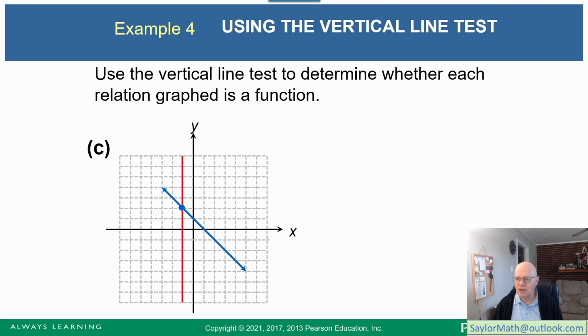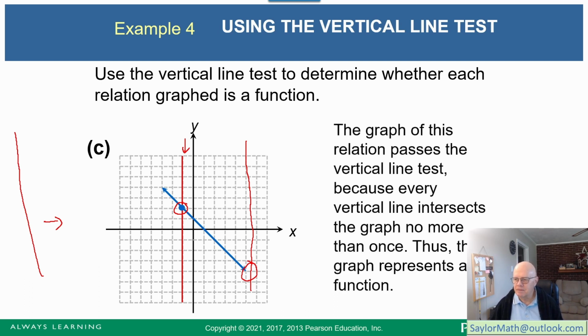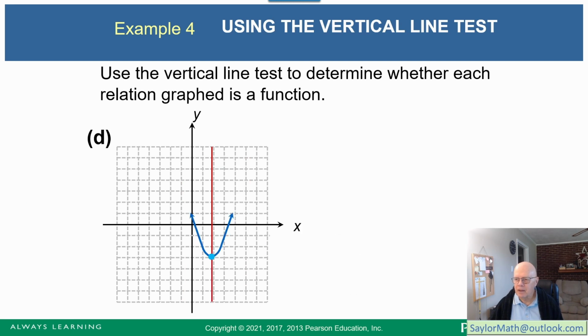Next, how about this one? Is this a function? Well, again, start with this vertical line, move it to the right. And this is just one example of a vertical line, and it crosses exactly once. If you move it over here, it still only hits it one time. So lines that are not vertical are functions. How about this one? Is that a function?